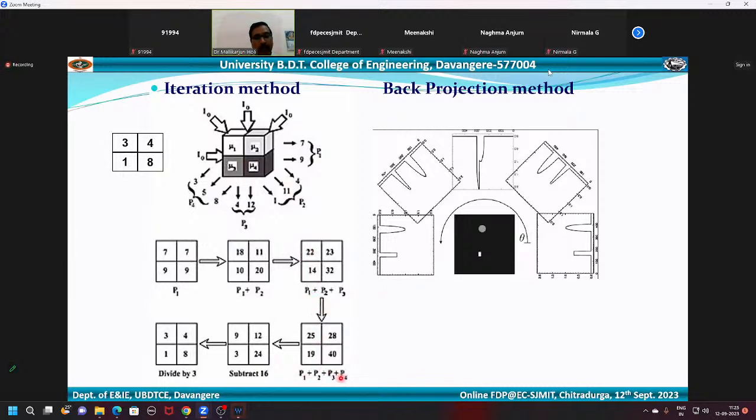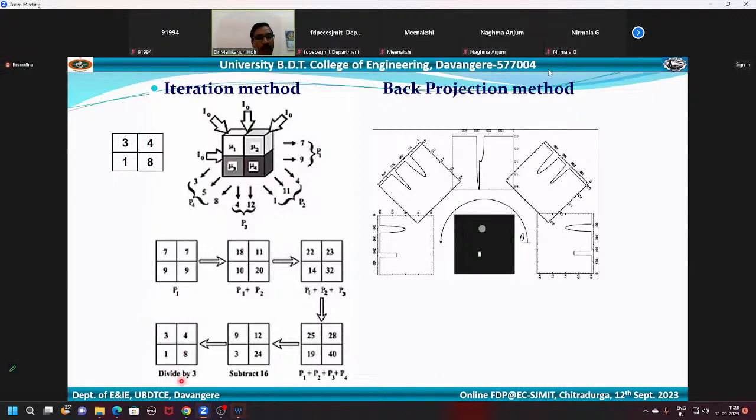So this is the fourth iteration. So P1 plus P2 plus P3 plus P4. Then what we do is, we subtract 16 from this. Then we divide this by 3. Then we will get this. So this is going to be the same. So this is our actual attenuation coefficient of this object. This is our image. Okay.